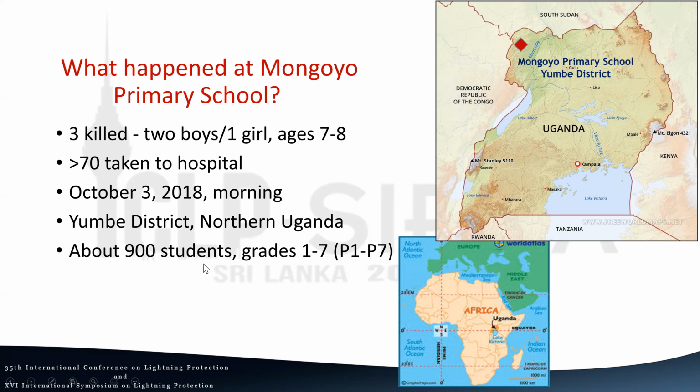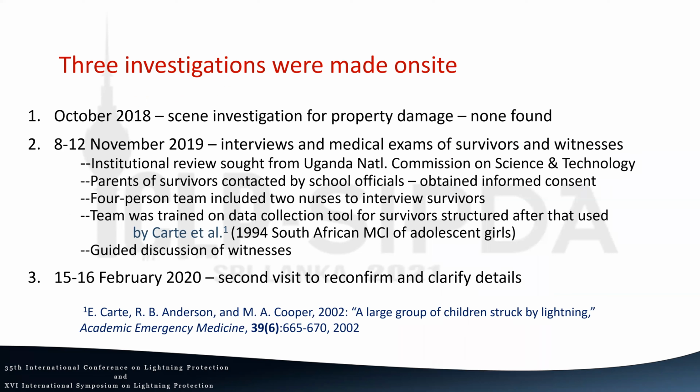This school has about 900 students between grades 1 and 7, what's called primary 1 to 7 in Uganda. There were 3 investigations made on site. The first one was in October 2018, the first investigation for property damage, to see what happened. No damage was found.